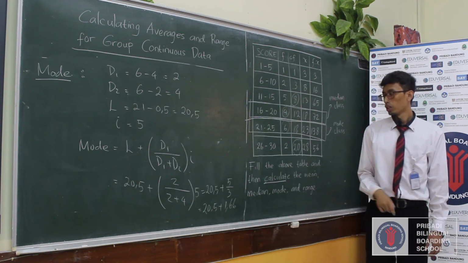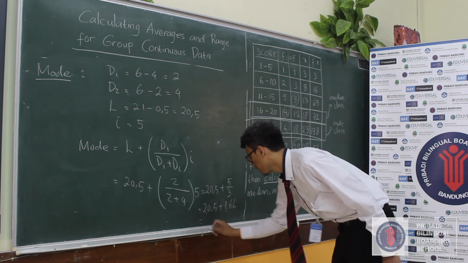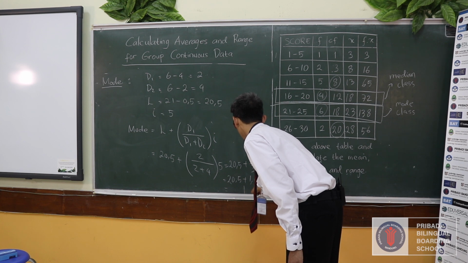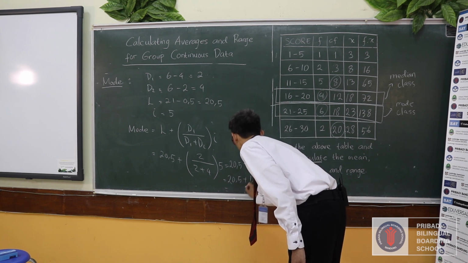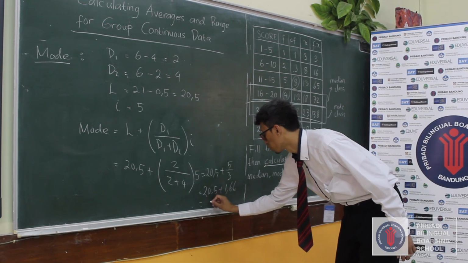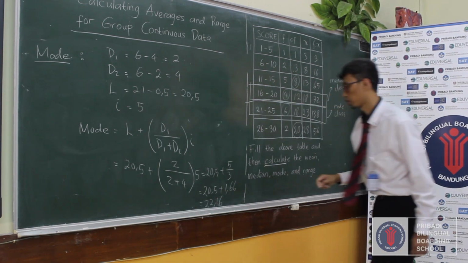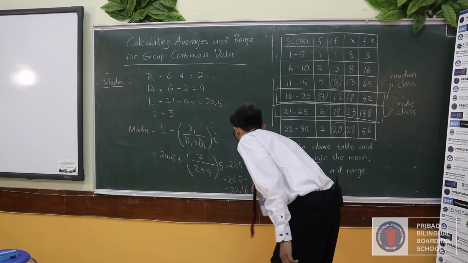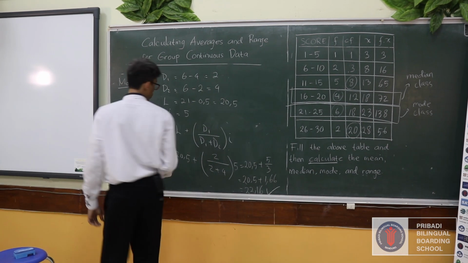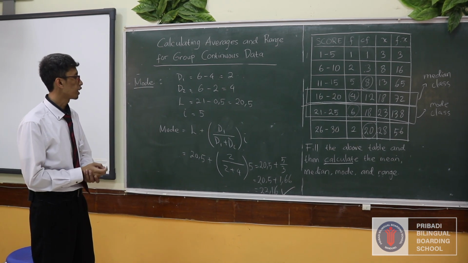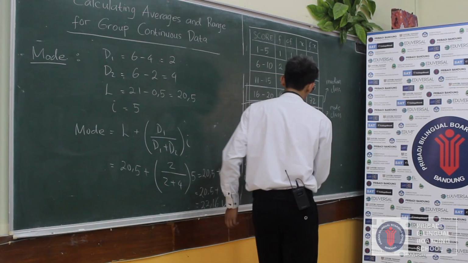Okay, so easily the final answer is 1.66, and then 22.16. Okay, this is the final answer for the mode. So we got the mode is 22.16. Okay, and the last one is range.